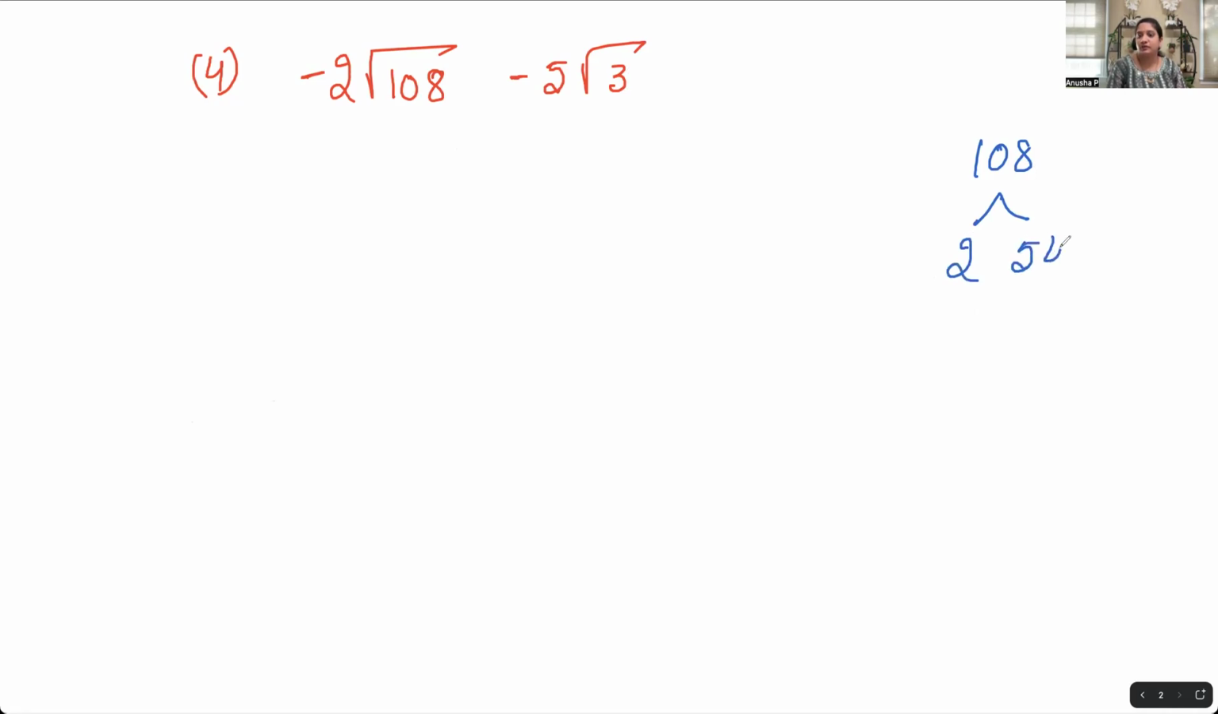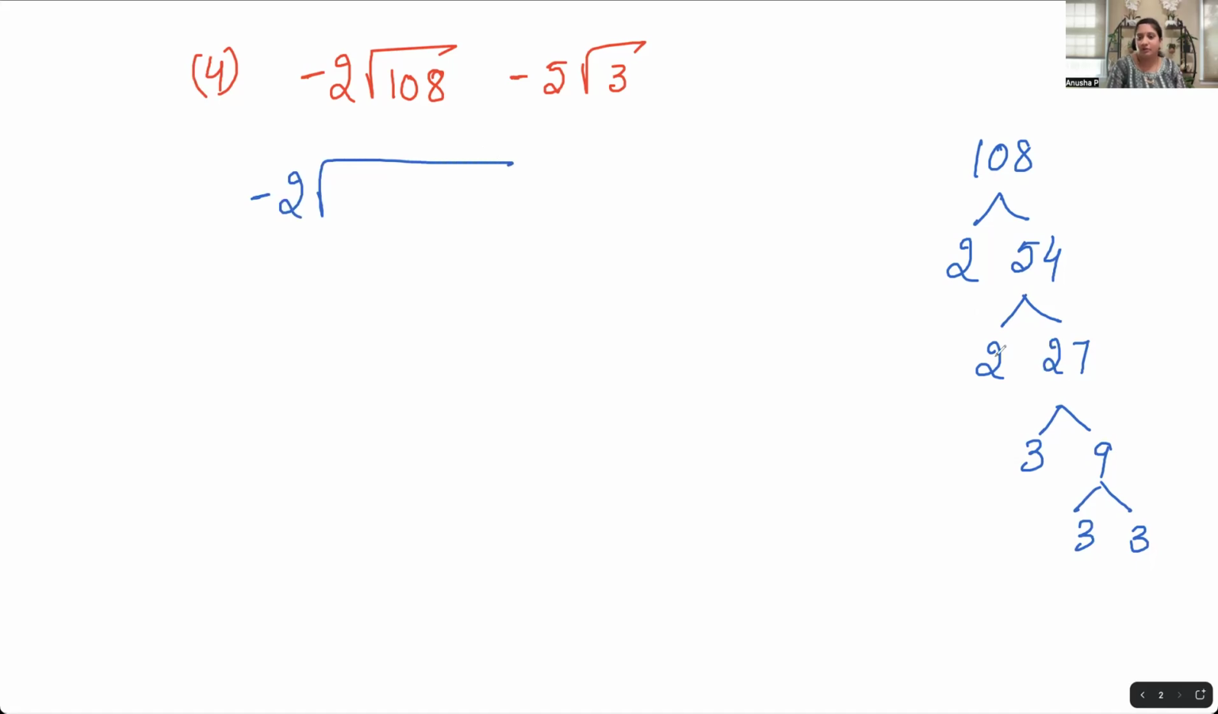Now, the fourth example, minus 2 square root of 108 minus 5 square root of 3. Here, inside the radicals, it is not the same number. So we can try to simplify the square root of 108. Do the prime factorization: 108 is 2 times 54, 2 times 27, 3 times 9, and 9 is nothing but 3 times 3.